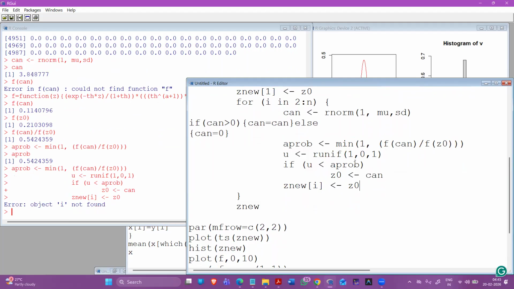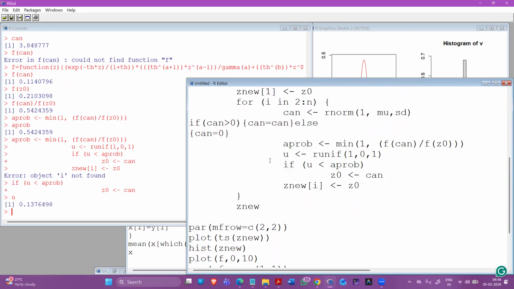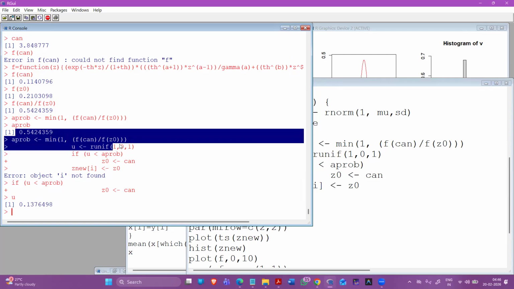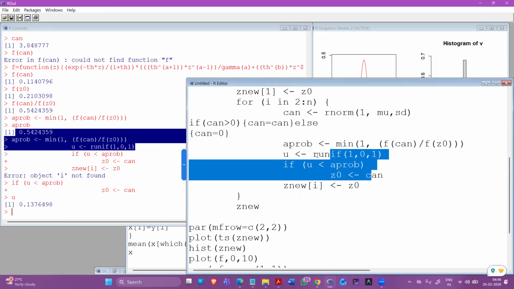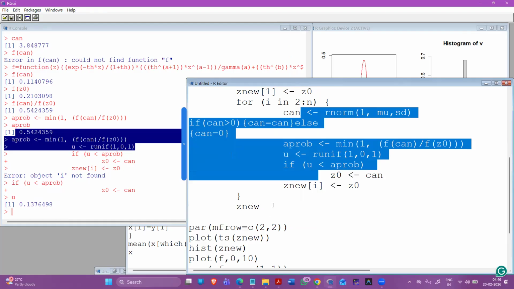Sorry. So I will check here. What is u here? U is 0.13. So 0.13 is less than 0.54 or not? Here, this is my ratio. So 0.13 is less than 0.54. So I will accept this candidate value that I generated from the normal distribution. Okay. And I will repeat this procedure 5000 times.